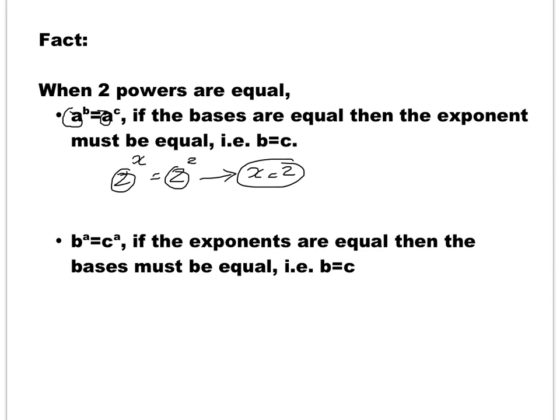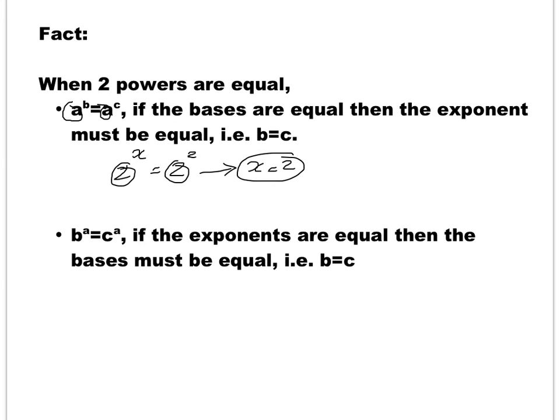The other thing is that if you have two powers with different bases but the same exponent, again, this time the exponents have to be the same. Meaning, if I know that, for instance, x exponent 2 is equal to 3 exponent 2, since the exponents are the same, this means that x has to be 3. There is no other way that x can be any other than 3.